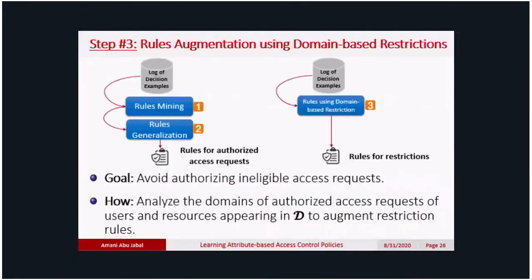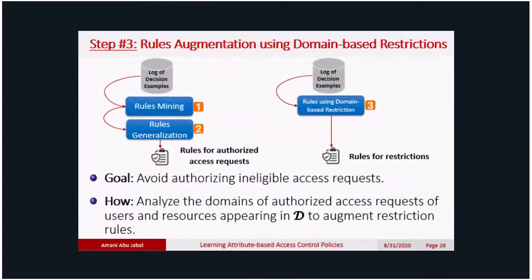The generated rules from the first 2 steps mainly depend on the log of access decision examples. However, most logs contain a few examples of ineligible accesses. Ineligible accesses refers to the situations where users try to access resources that they are not supposed to access. We have a real dataset from Amazon log, and it contains less than 2% of ineligible access requests. Thus, the generated rules from the first 2 steps will contain few negative authorizations. Thus, ineligible access requests might not be covered by the learned policies. The goal of this step is to add explicit negative authorizations.